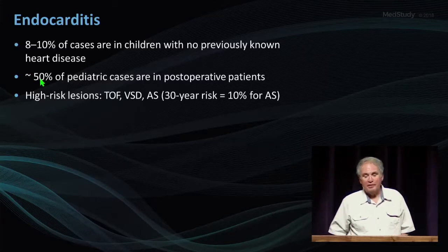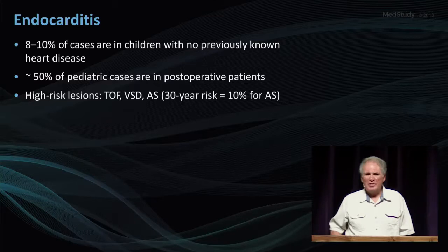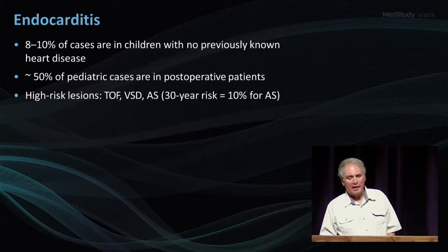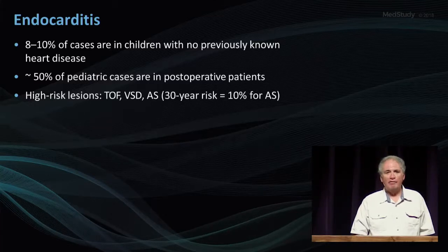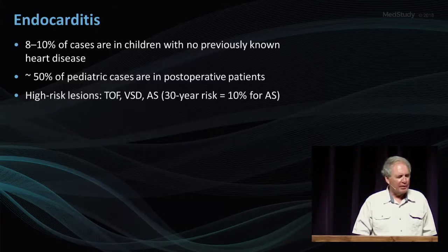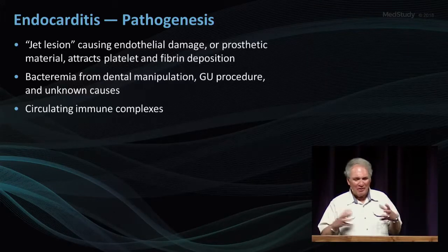50% of pediatric cases occur in post-operative patients, and there are certain high-risk heart defects that are more prone to endocarditis than others. And I will list tetralogy of Fallot, ventricular septal defect, and aortic stenosis as heart defects with a high predilection for developing endocarditis somewhere down the road. What happens here with endocarditis?